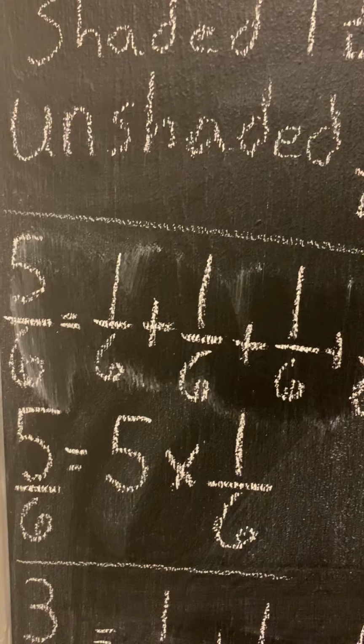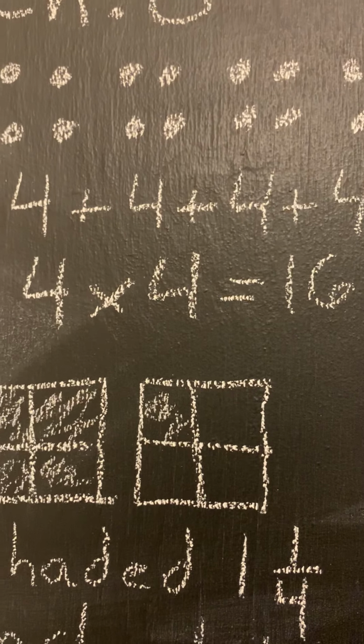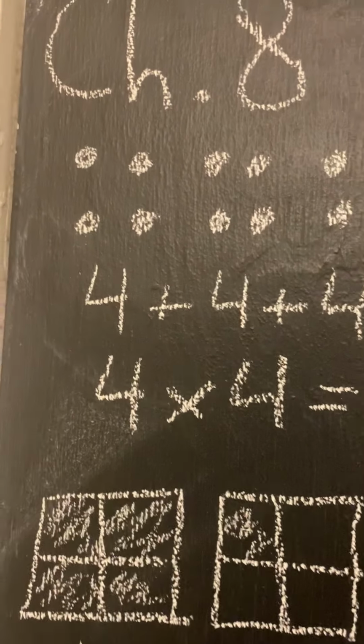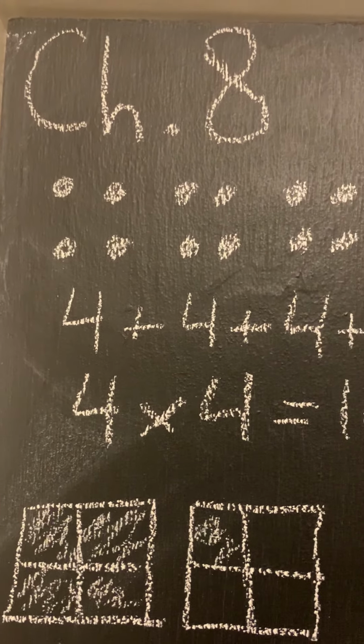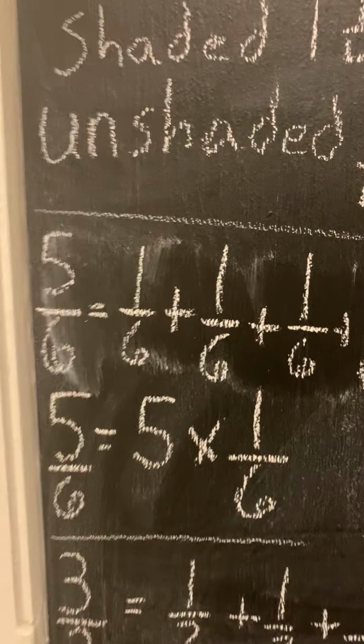But the way that they are first introducing it, similar to the way we saw these models up here, is that you can look at 16 as 4 times 4, or you can look at it as 4 groups, 4 plus 4 plus 4 plus 4. So they're asking you to do the same thing, only with fractions.